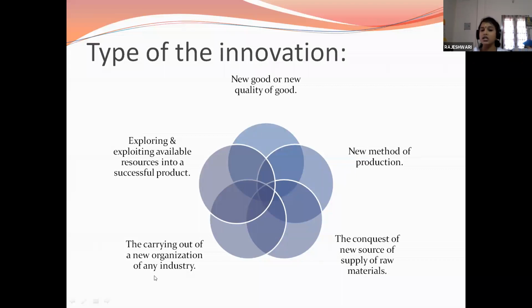Then there is the carrying out of a new organization of any industry. So a new type of organization in any industry, or exploring and exploiting available resources into a successful product. Using our available resources, we are using some innovative technology. So we are alone in the market, and more things are liked by people.